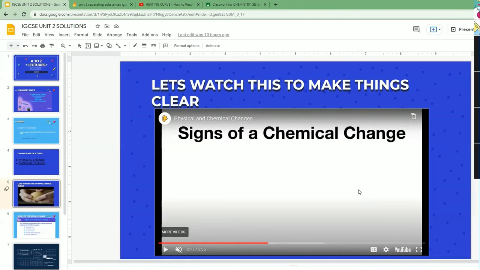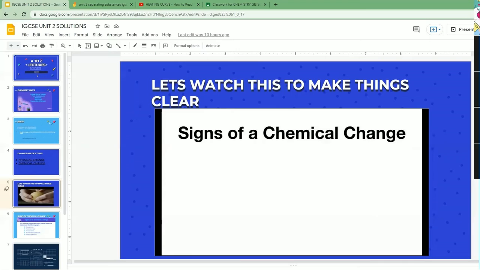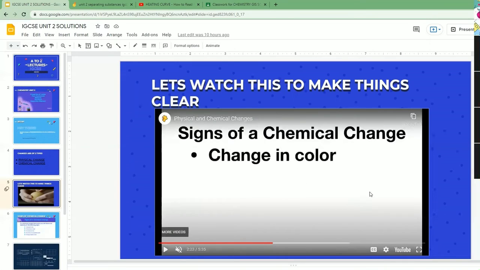But you will ask, Miss, we don't know how to recognize a chemical change. So I'm telling you some techniques. There are some signs to recognize a chemical change. If in an experiment you see that there is a change in color, this means there is a chemical change there.